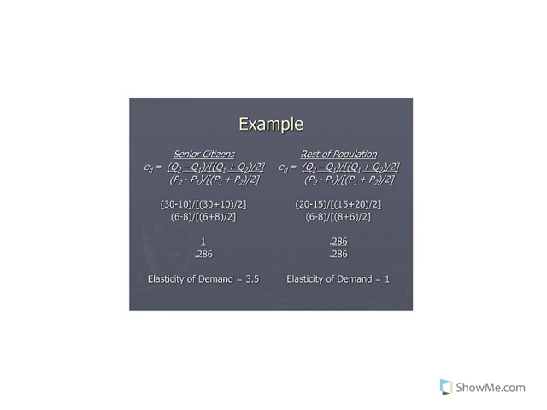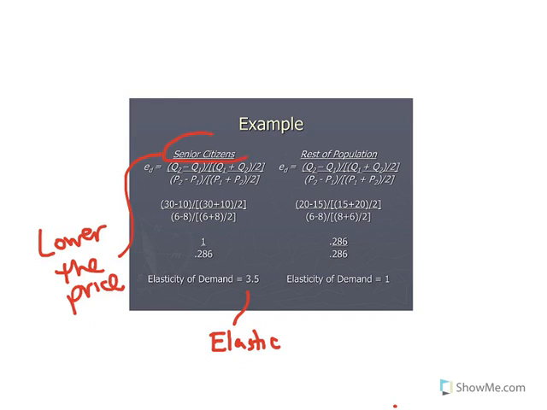So again, for senior citizens, we come up with 1 over 0.286 after we've dropped the negative sign, which means their elasticity of demand in its absolute value is 3.5. So we know that that means their demand is elastic. That is a value that's greater than 1. Therefore, the firm would have an incentive to lower the price for the senior citizens, because we already learned that if your demand is elastic, you need to lower the price in order to get to that unit elastic pricing region.